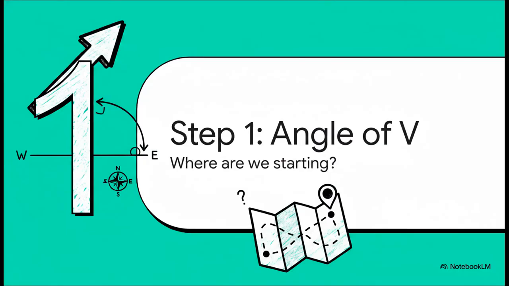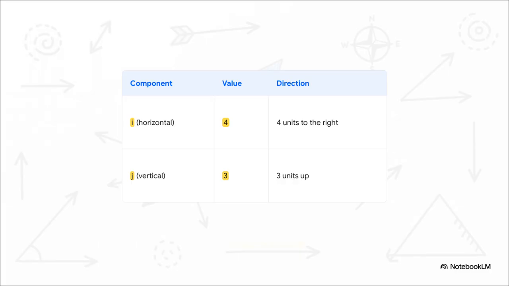Okay, on to step one, finding the angle of v. Before we can figure out where we're going, we have to know exactly where we're starting from, right? So let's lock in the angle of the vector they gave us. Our vector is v equals 4i plus 3j. What does that actually mean? Well, think of it just like directions on a map. The i part, that's our horizontal move, so 4 units to the right. And the j part is our vertical move, 3 units up. If you picture it, it's just an arrow starting at the origin and pointing right to the coordinate 4, 3.